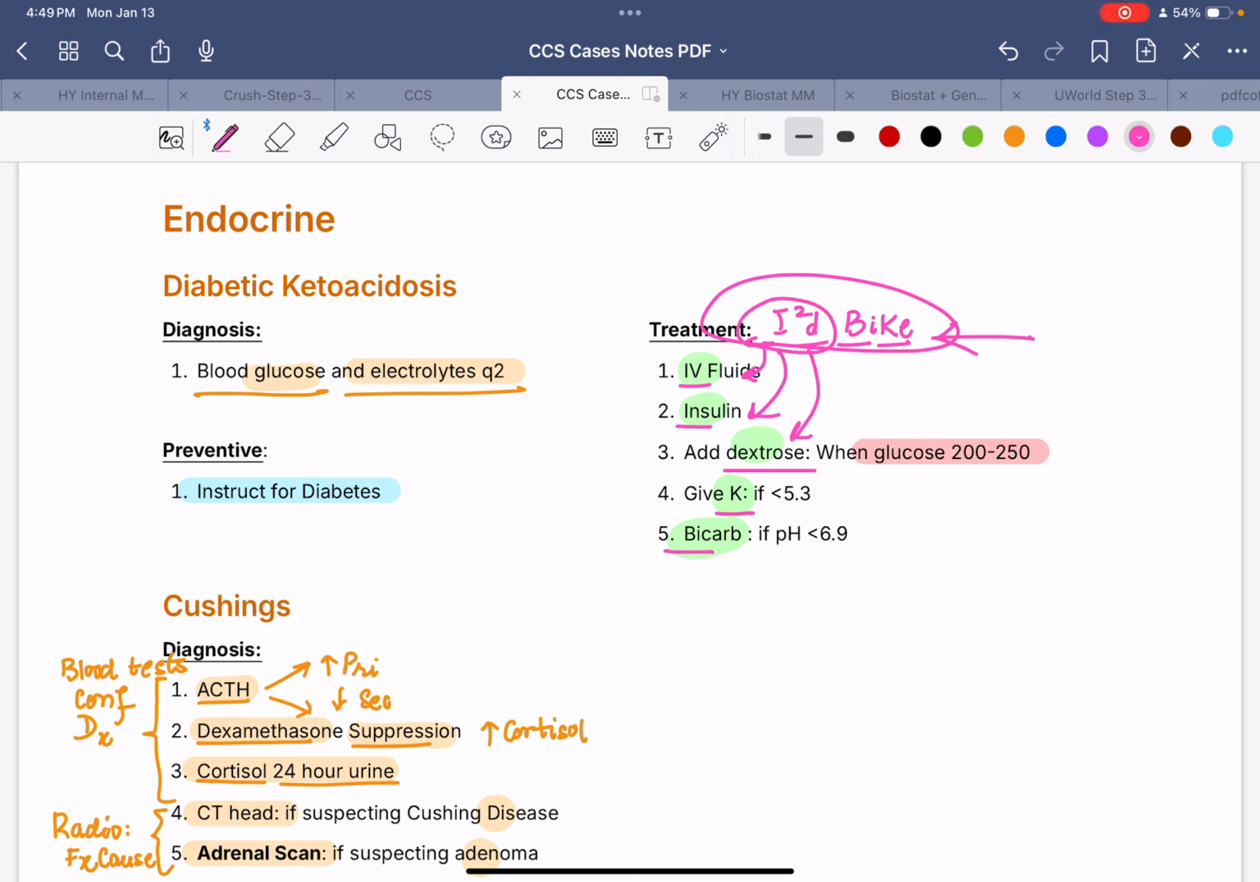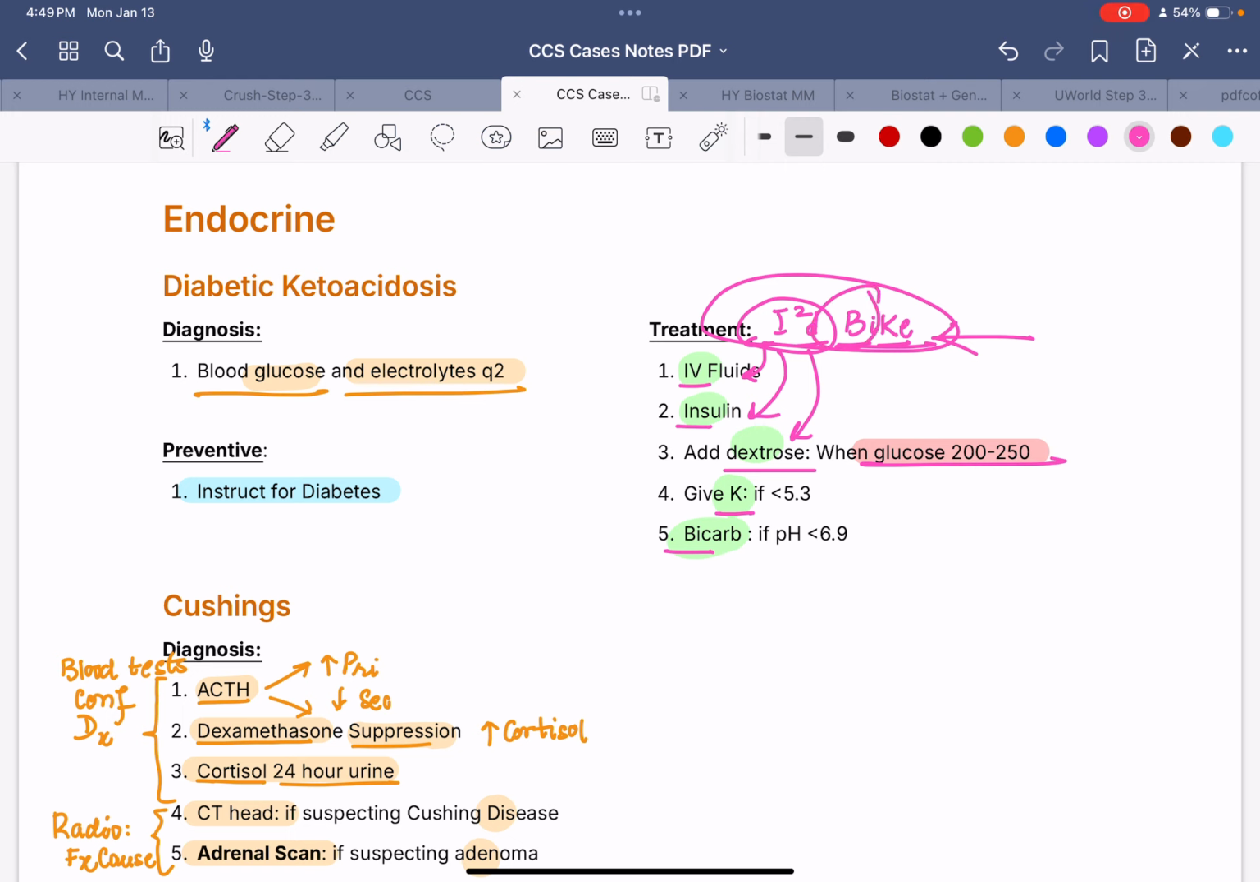Therefore, I made a mnemonic of BIKE. So BIKE, there are two I's, then D, and then BIKE. The I's first of all stand for IV fluids and insulin. Since this is a hyperglycemic state, we want to dilute the blood and bring down the glucose levels. Next, once the glucose levels are down to between 200 to 250, then we can also add dextrose. We don't want the patient to go into hypoglycemia with too much insulin. Therefore, we begin with IV fluids and insulin with the two I's, and then for D, we will add the dextrose when the glucose is between 200 to 250.